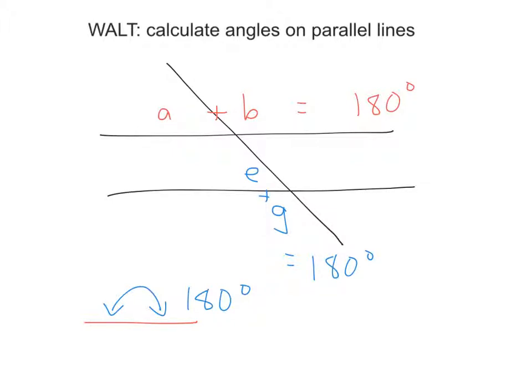There are a couple of other little easy bits for us too. Angle D here, opposite angle A, are equal. So any angles opposite each other actually equal each other. So A equals D.